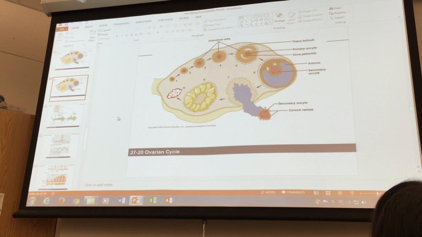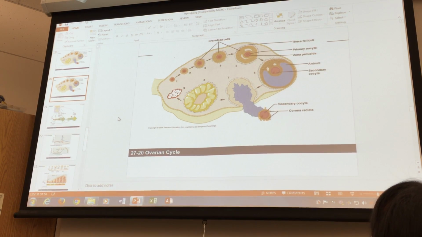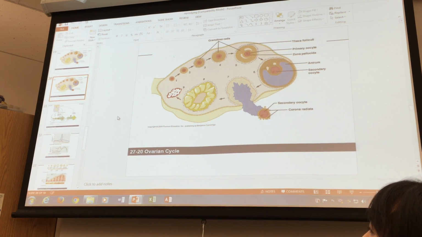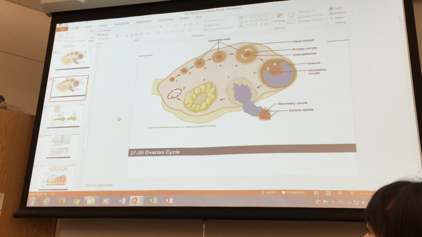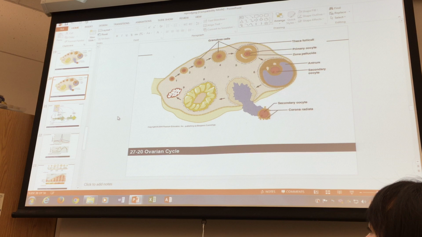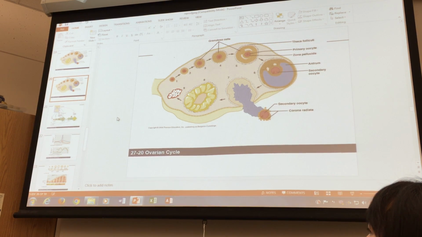But it does stay and maintain. That's usually a test question, Jason, so you guys might want to note that: what happens to the corpus luteum if pregnancy occurs, and it is maintained for several months.